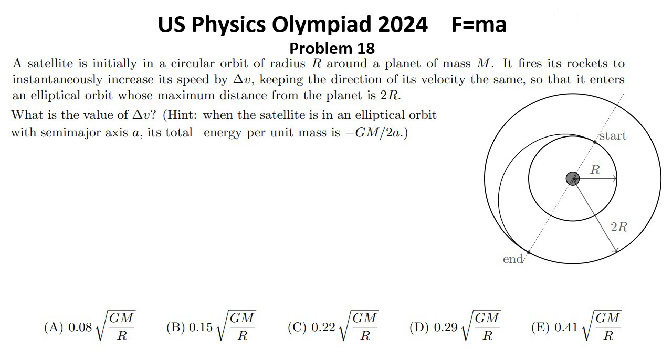What is the value of Δv? Hint: when the satellite is in an elliptical orbit with semi-major axis A, its total energy per unit mass is negative GM over 2A.